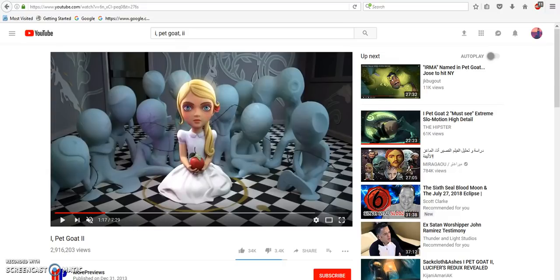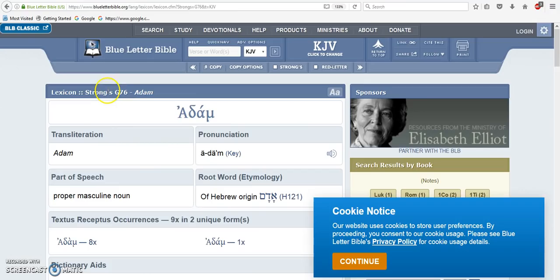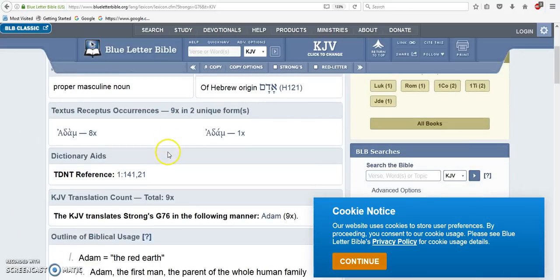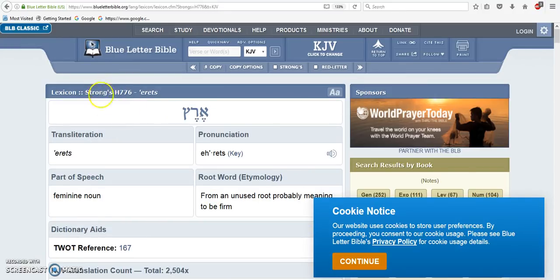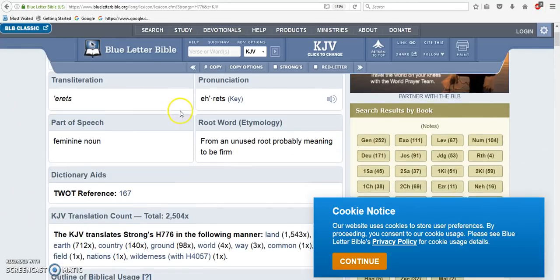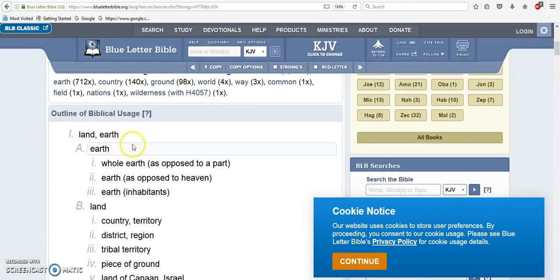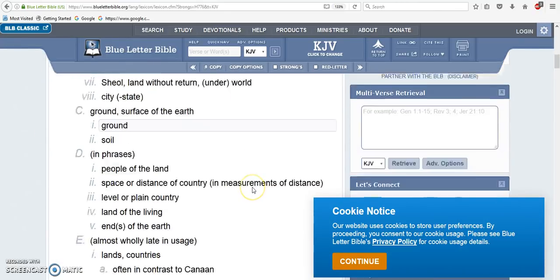It's actually part 3. So what happened is I had noticed that the Strong's number for Adam in the Greek is G76, and of course Adam was made of the earth, and the Strong's number for earth in the Hebrew is H776. You can see that means land or earth.